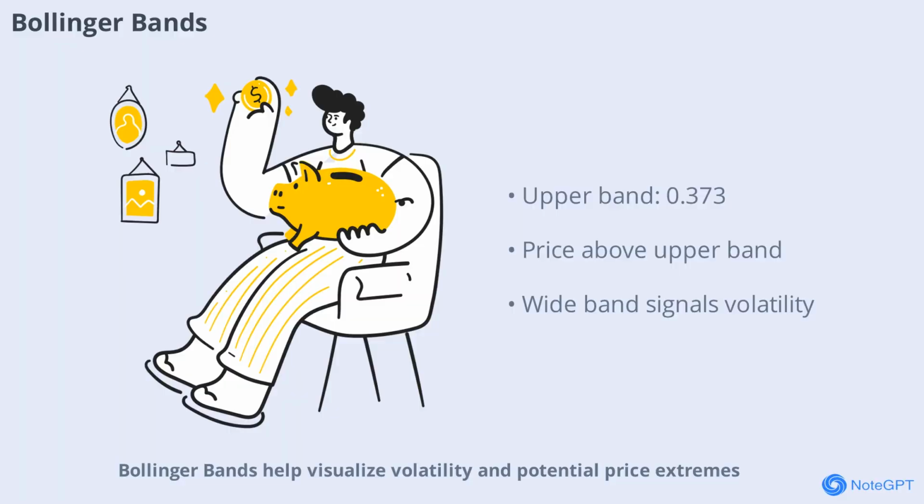Bollinger Bands help visualize volatility and potential price extremes. UGRO's upper band is at 0.373, the middle at 0.268, and the lower at 0.163. The current price is above the upper band, which can signal an overbought condition or a potential breakout. The width of the bands at 0.785 is quite wide, reinforcing the idea of high volatility. Traders often watch for price reversals when the stock moves outside the bands.